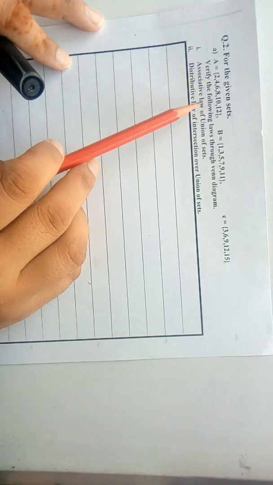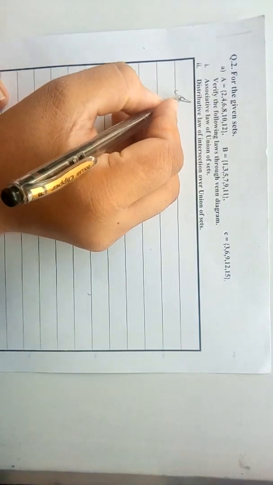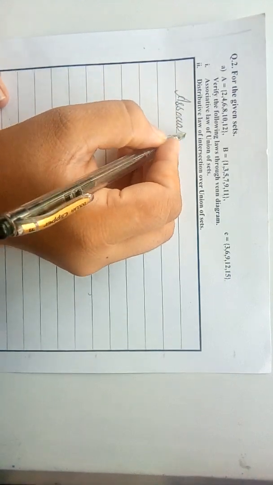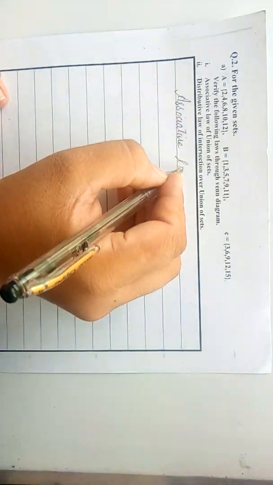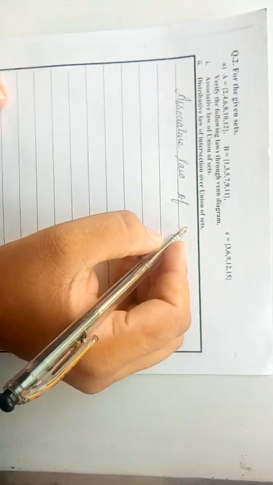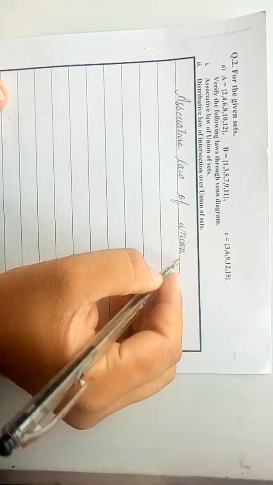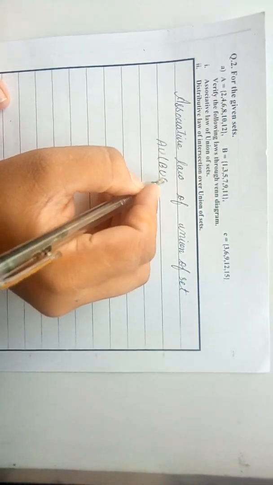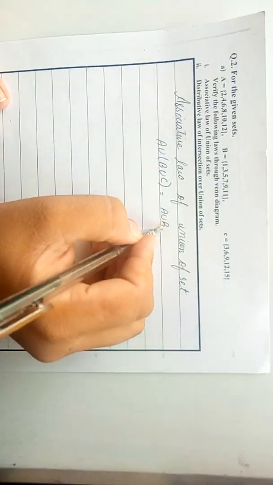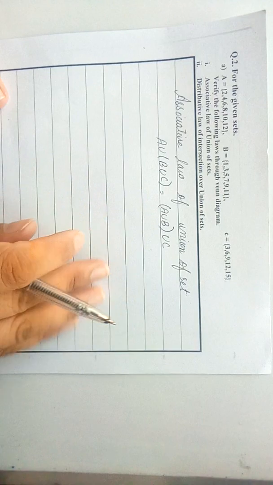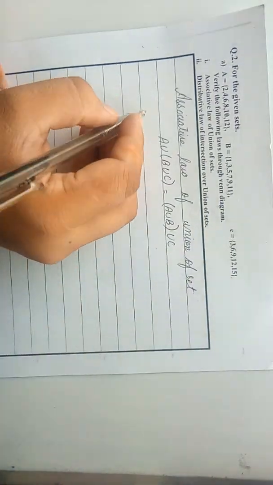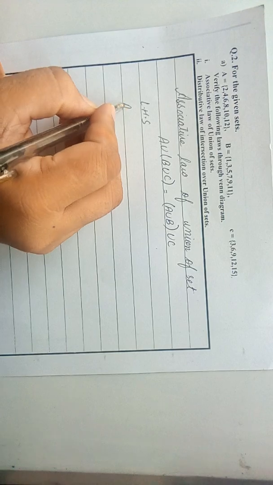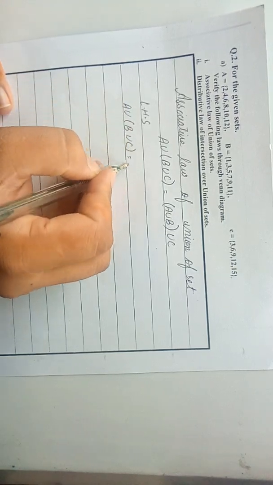We have to verify the associative law of union of sets through Venn diagram. So student, let's start it. Associative law of union of sets. According to this law, A union (B union C) is equal to (A union B) union C. We have to prove this law through Venn diagram. First of all, consider the left hand side, that is A union (B union C). That's what we have to find.